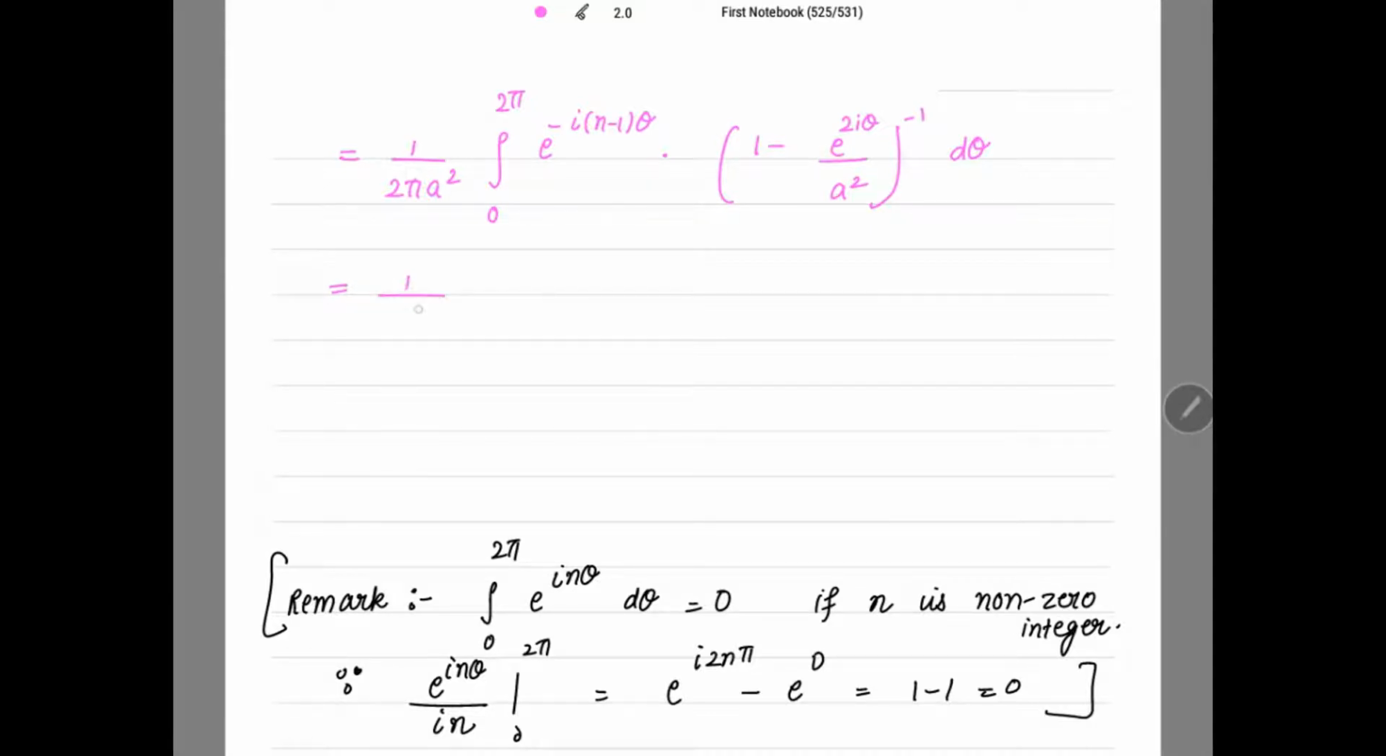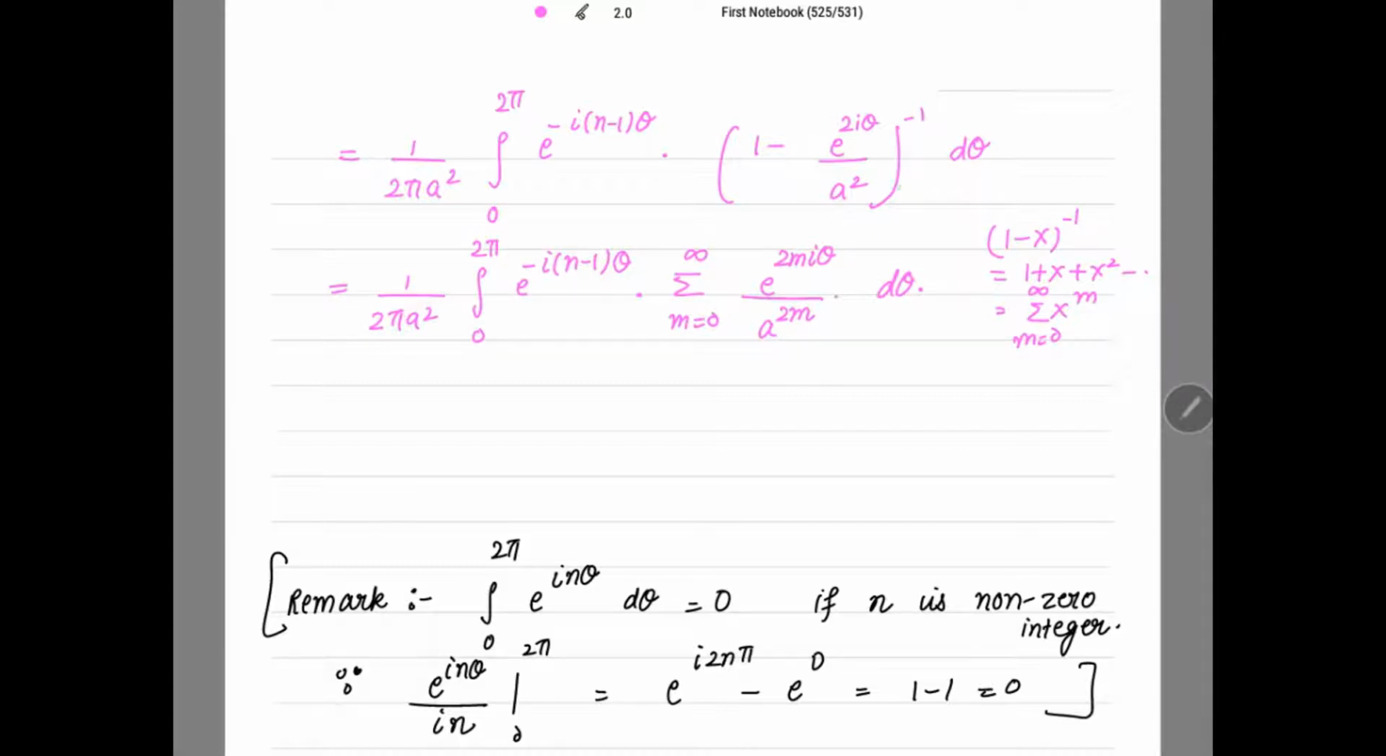now this is equal to 1 over 2 pi a square, integral 0 to 2 pi, e to the power minus iota (n minus 1) theta. I can expand this. Just take this as your (1 minus x) to the power inverse, which is equal to 1 plus x plus x square, which can be summed up as x to the power m. I am going from 0 to infinity because I already have the variable n over here, so I have to write this in m. So summation, I am going from 0 to infinity, e to the power 2m iota theta over a to the power 2m. So this is the expansion for this.